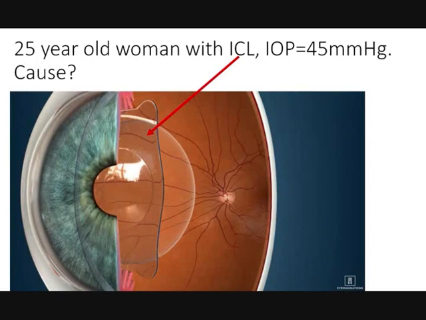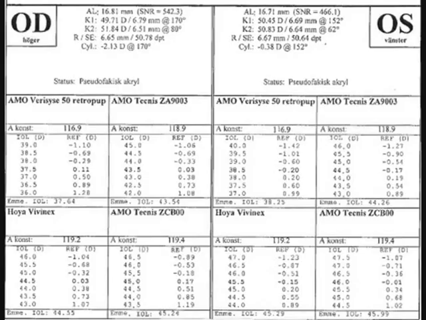She was operated with ICL, an implantable collamer lens. The IOP is 45 millimeters of mercury in the OPD. What is the cause? So look in the biometry. Do you see something which is striking, which could explain the high IOP of this young woman? Well, the axis length. Look at the axis length.